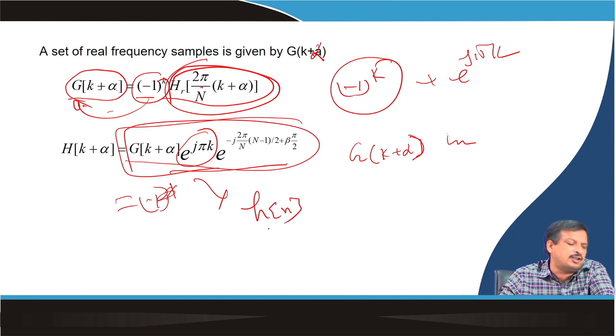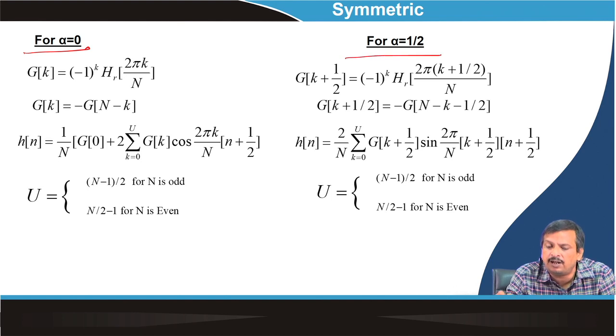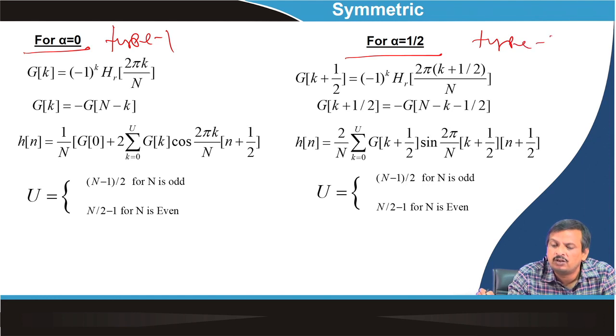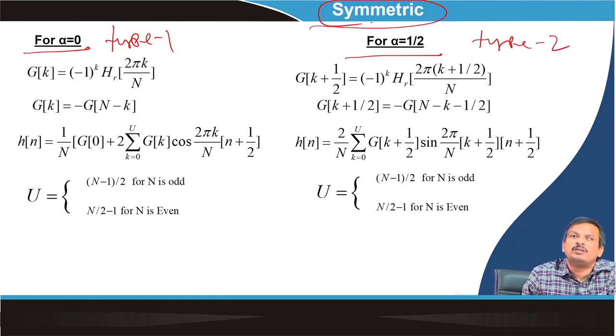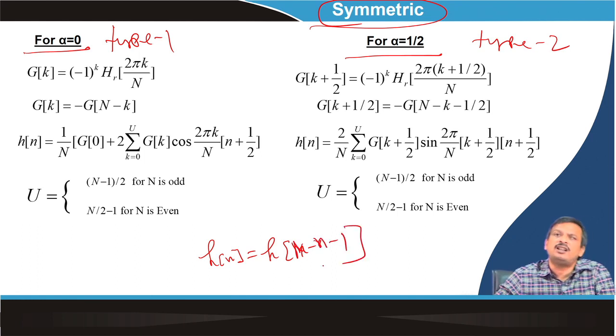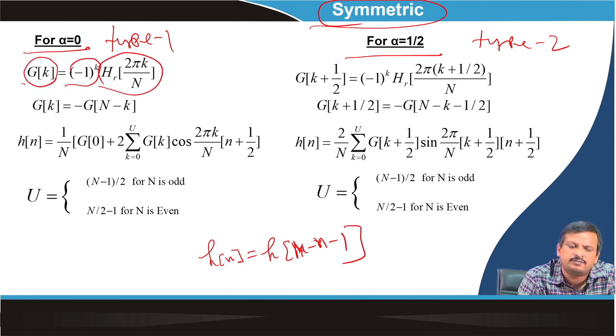Then I have to calculate h of n. How do I calculate h of n? There are two conditions: one is alpha equal to 0, and one is alpha equal to half. This one is type 1, this one is type 2. For the symmetric condition, symmetric means h of n is equal to h of N minus 1 minus n. That is the symmetric requirement. For alpha equal to 0, it becomes G(k) equal to minus 1 to the power k H_R, and I can say G(k) is equal to minus G, and this is the symmetry.